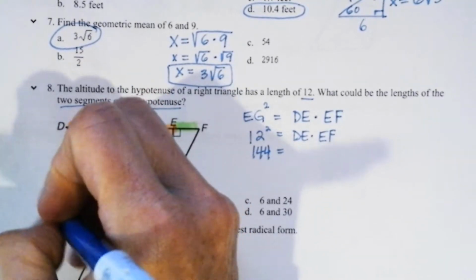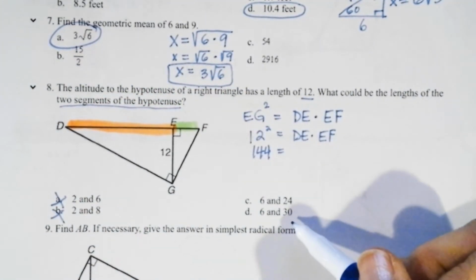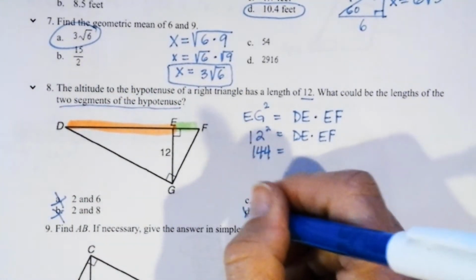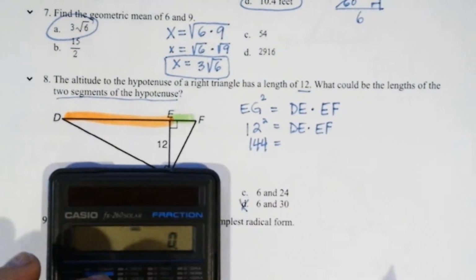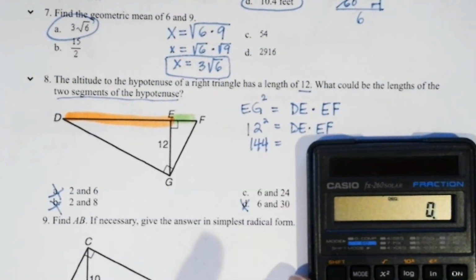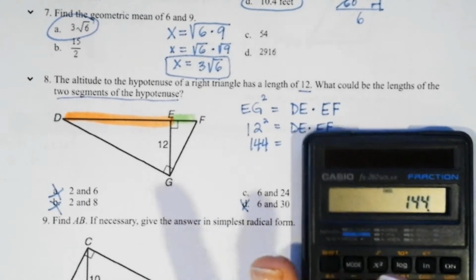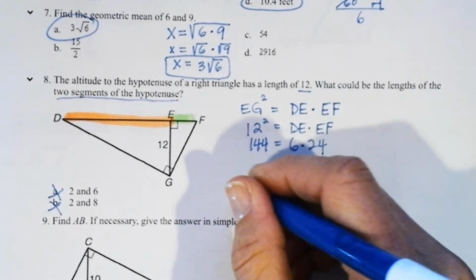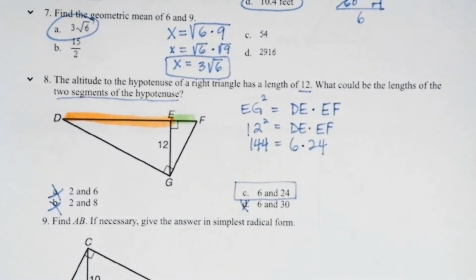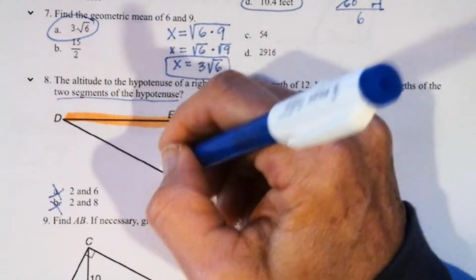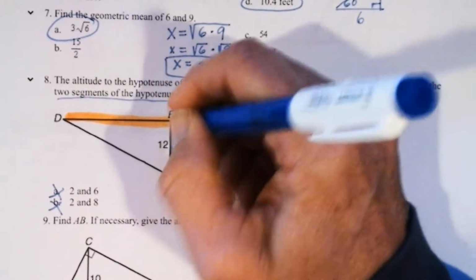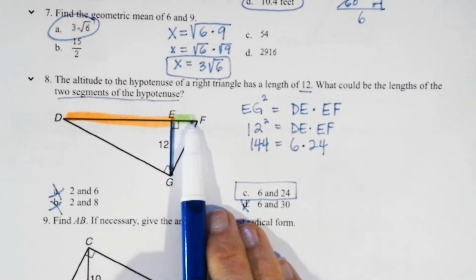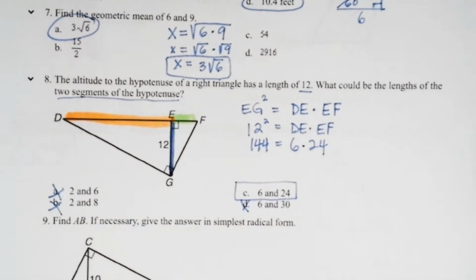Clearly it's not A or B. And D is 180. So I'm going to guess it's 6 times 24, but I will check it with my calculator. 6 times 24 is 144. Yay, so that's for sure what it is. And that is the theorem from section 3, where this altitude squared is equal to this green part times this orange part. Any questions?